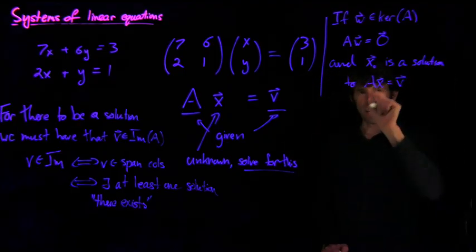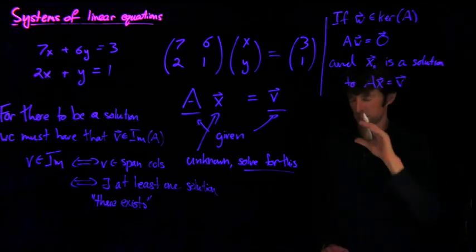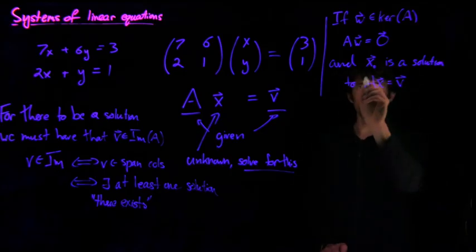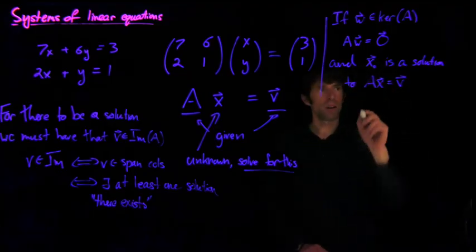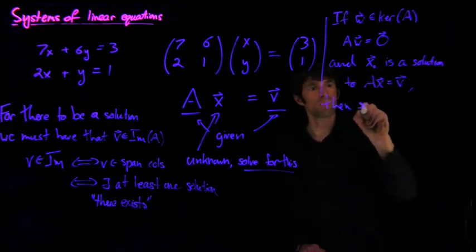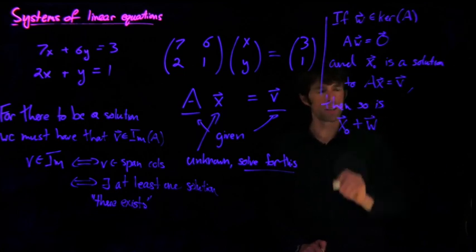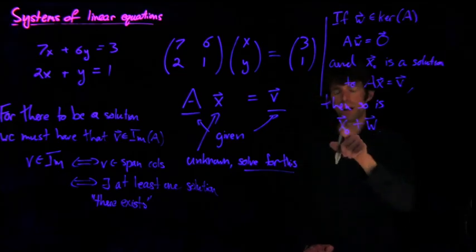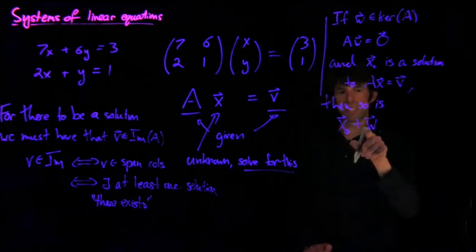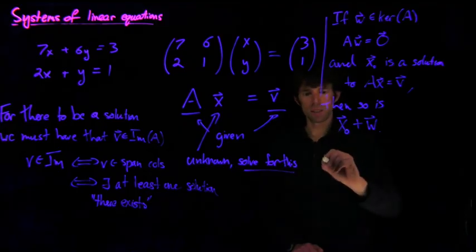So when I write x vector, that's the unknown vector, and this thing x naught is some particular solution to this equation. So if I've got some solution, then so is x naught plus this w vector. Right? If I've got any one solution, I can add something in the kernel to it and get another solution. Let's see why that is.